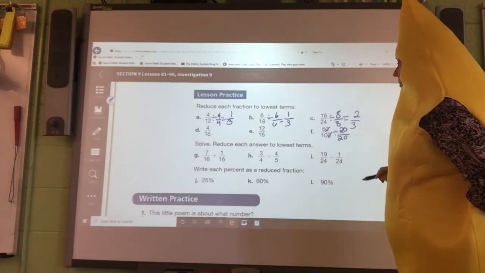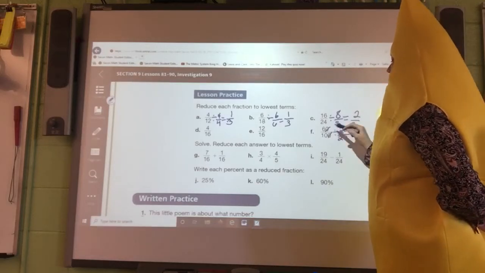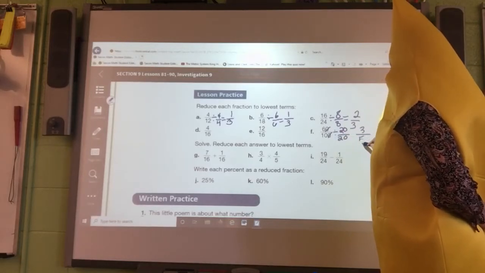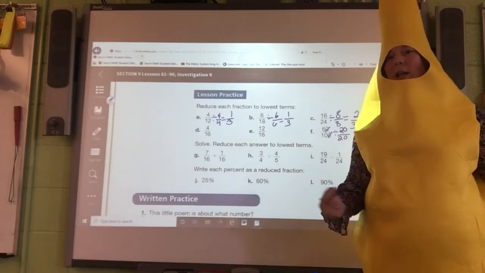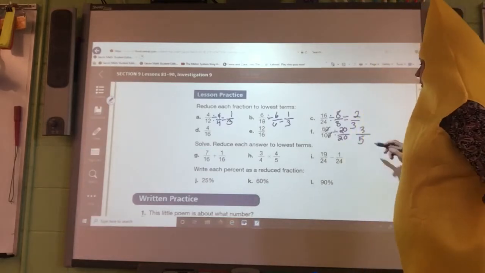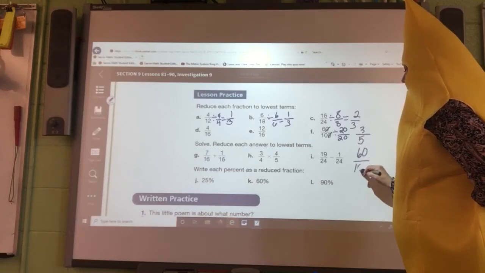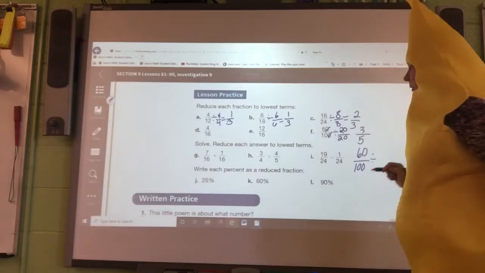All right, 60 divided by 20 is 3. 10 divided by 20 is 5. And voila, there you go, 3/5. Now, you don't, of course, need to look at it taking the zeros off, but you know I like to do that to help you with the mental math portion of this.